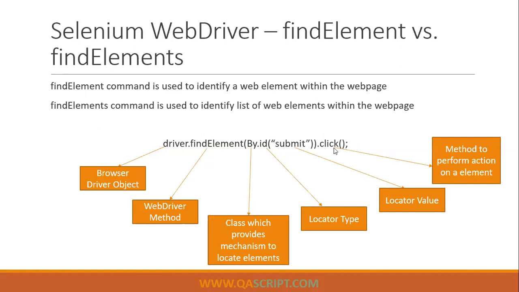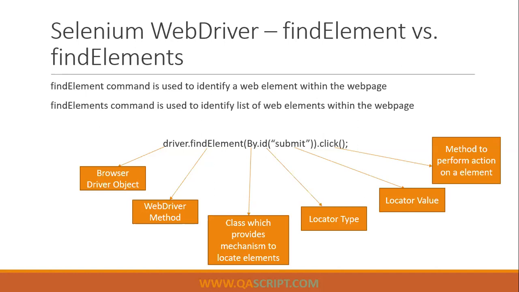Now, after this, comes the operation which you want to perform on this particular element. So in this case, we are clicking on this submit element, which may be a button, right? But these operations could vary depending on your scenarios again. So this is a brief description about how the find element method is constructed and what the different parameters involved in a find element method are, right?